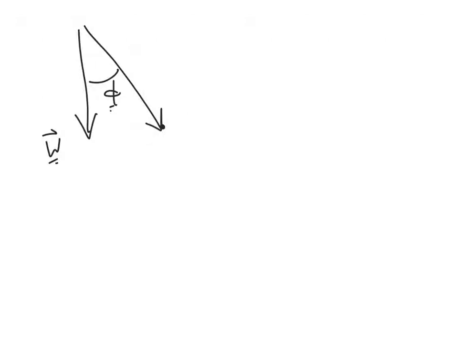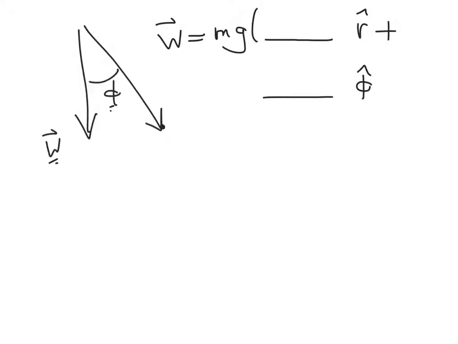And so what we want to do is write our weight vector using r hat and phi hat. Now you can do the trick. The book walks you through the trick, how to resolve the components. I'm going to use a slightly different way to work out what the components must be. I know that the magnitude of my weight vector has to be mg. So that product must appear somewhere in the expression for the weight. And then I've got two components, remember, for the weight. I'm going to have some component times r hat plus some other component times phi hat.